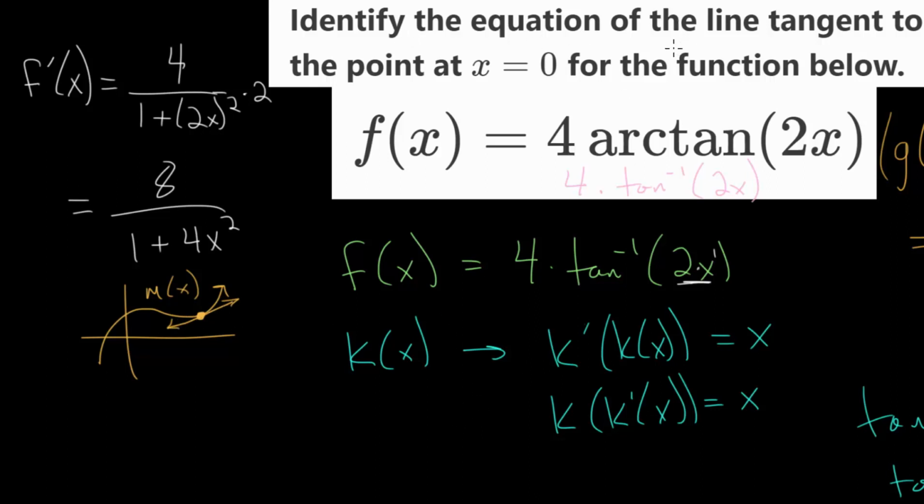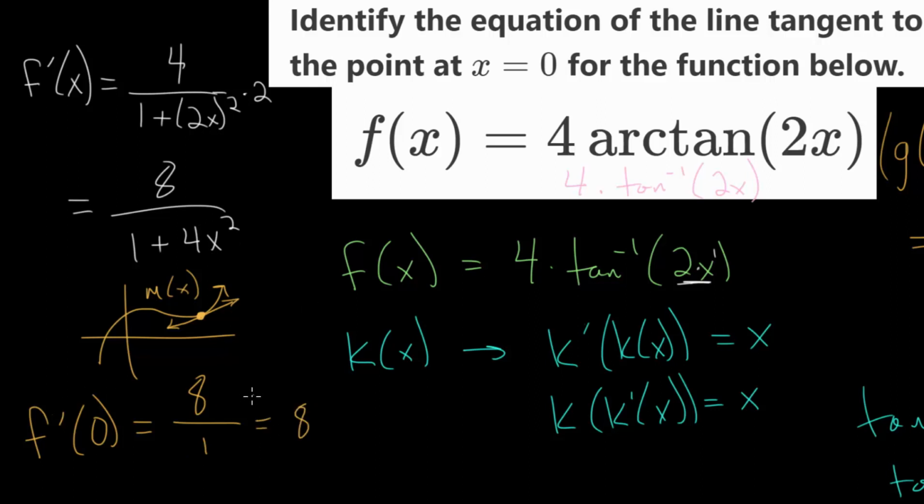And we need the equation of the line tangent to the point at x equals 0 for this function. So we need to find the derivative when x is equal to 0. We can plug that in. We want f prime of 0. We get 8 up top and 1 plus 4 times 0. So we just have 1.